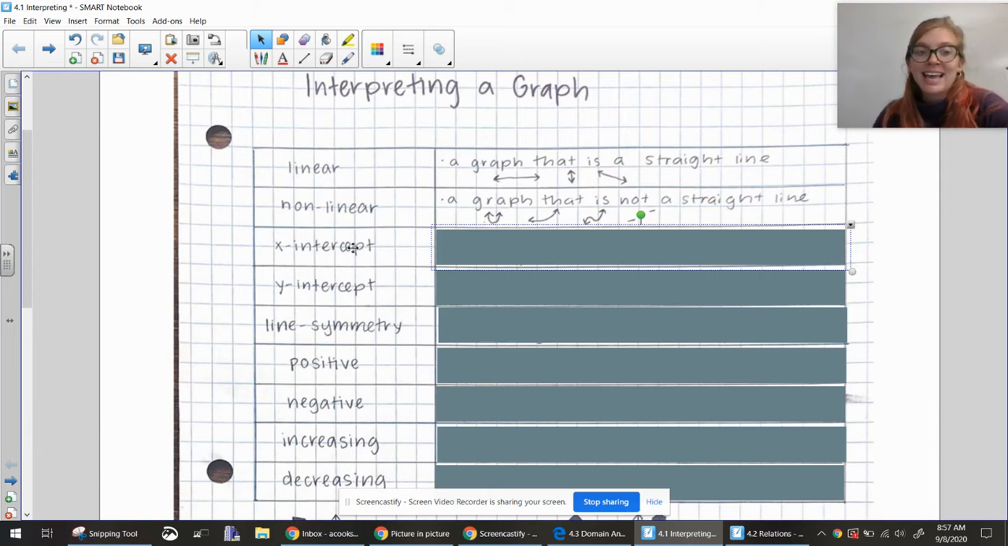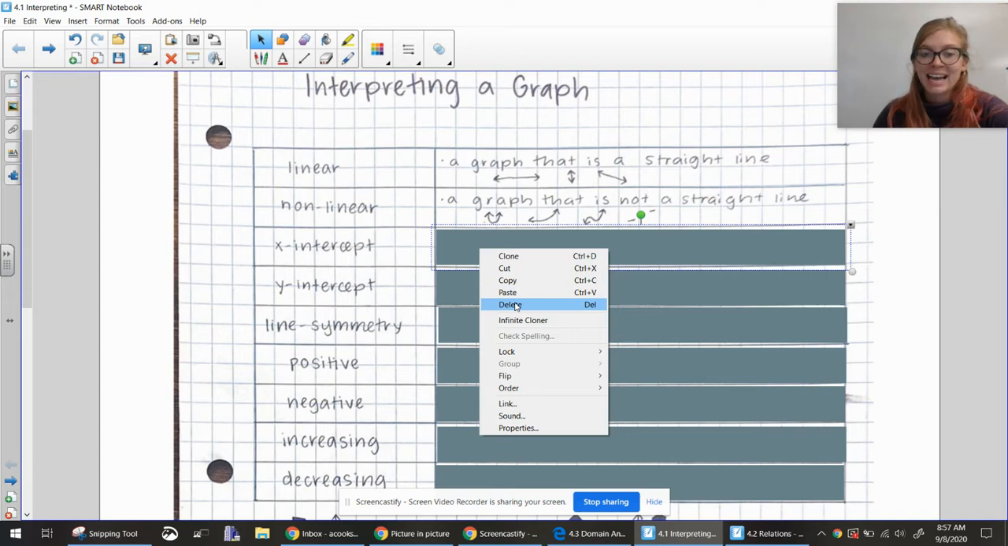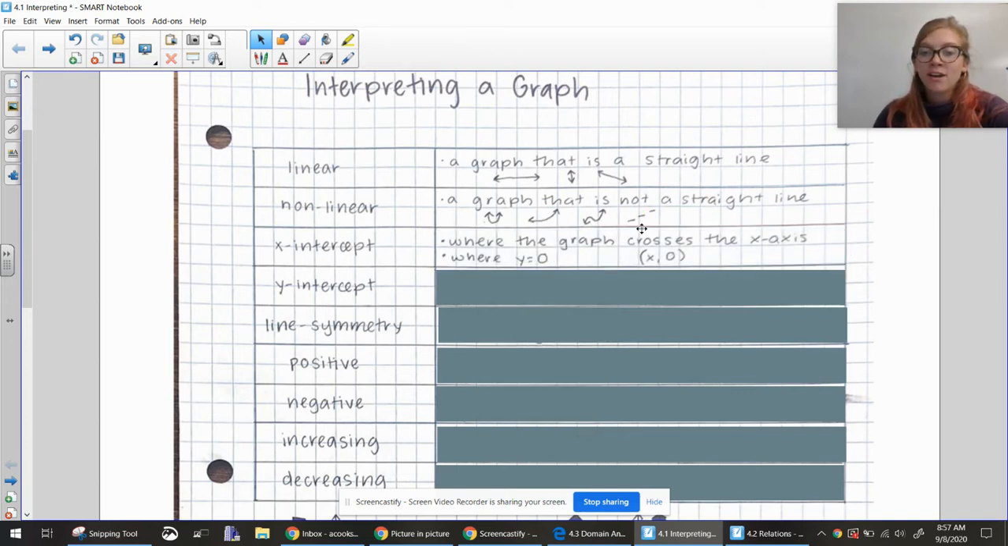Next, we have an x-intercept. So intercept means intersecting, and this is where the line intersects the x-axis. So where the graph crosses the x-axis, and this is also where y equals 0, because if we're crossing the x-axis, we are going to be where y equals 0 on the y-axis. And the coordinate is always written as the x-coordinate where it crosses and a 0.